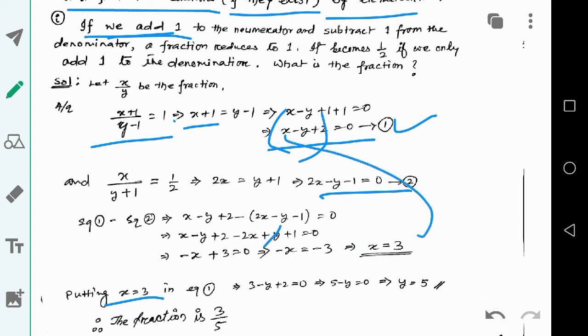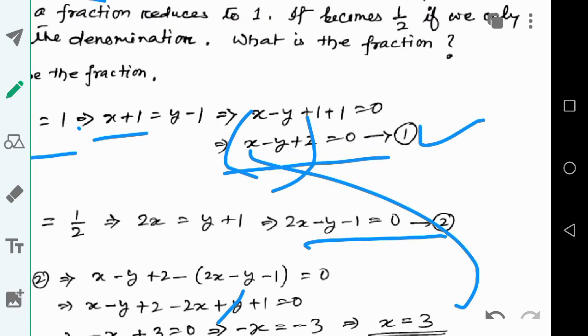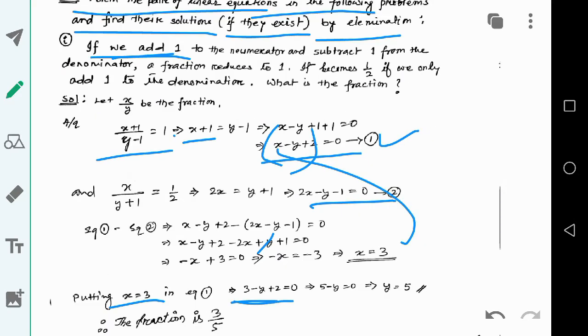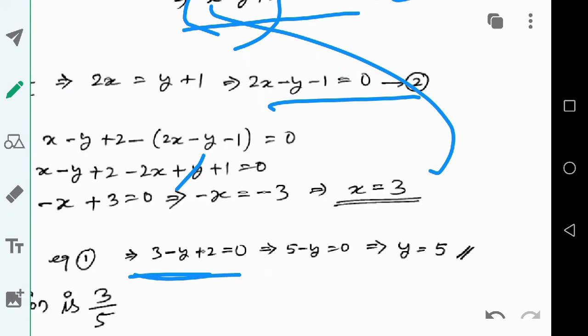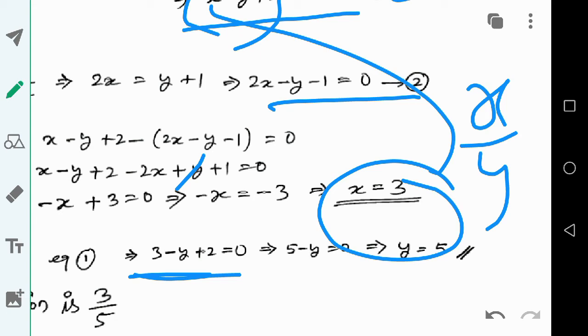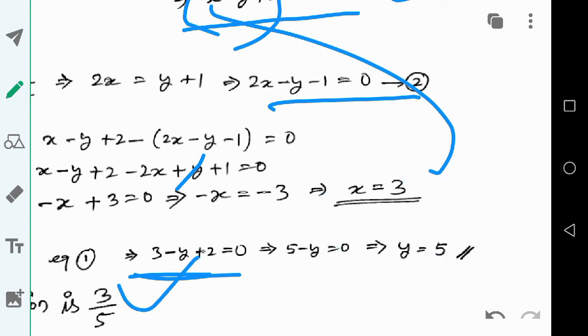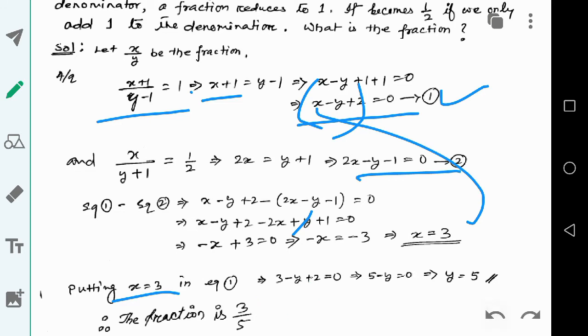Doing so, we have 3 minus y, there was x minus y plus 2, so now x is replaced by 3, so we have 3 minus y plus 2 is equal to 0. Which implies 5 minus y is equal to 0, and that means y is equal to 5. So x is equal to 3, y is equal to 5 we have got. We considered the fraction as x by y, so x is 3 and y is 5, so the fraction should be 3 by 5. So this is the required fraction, 3 by 5. So this is our answer.